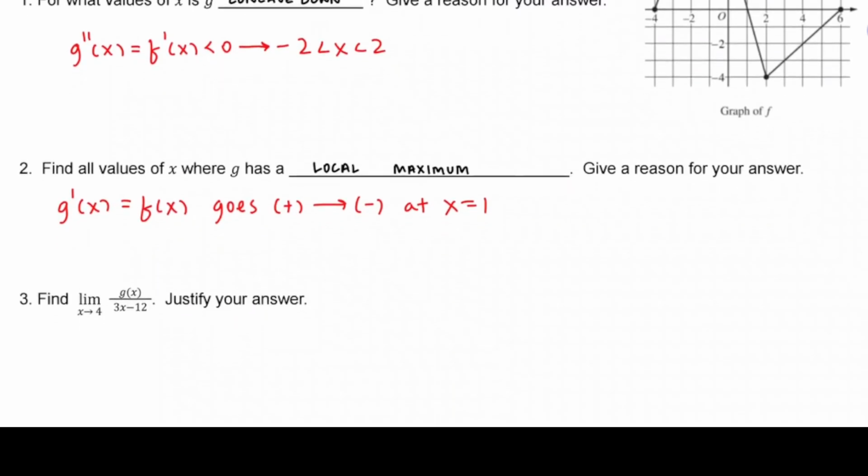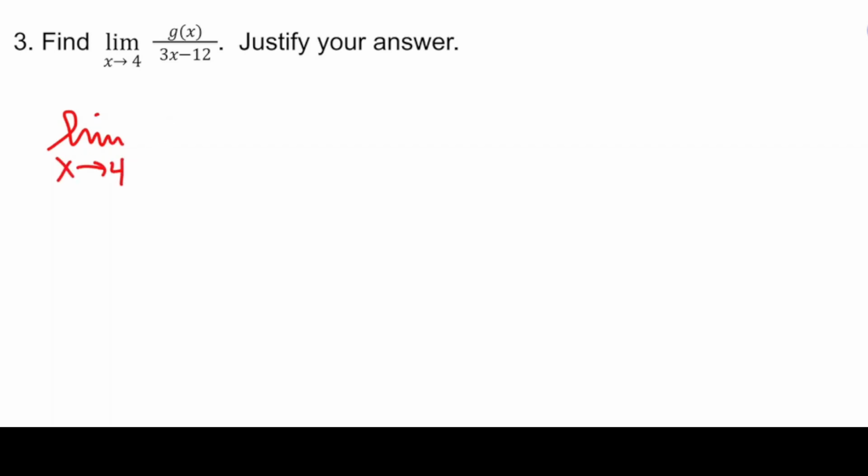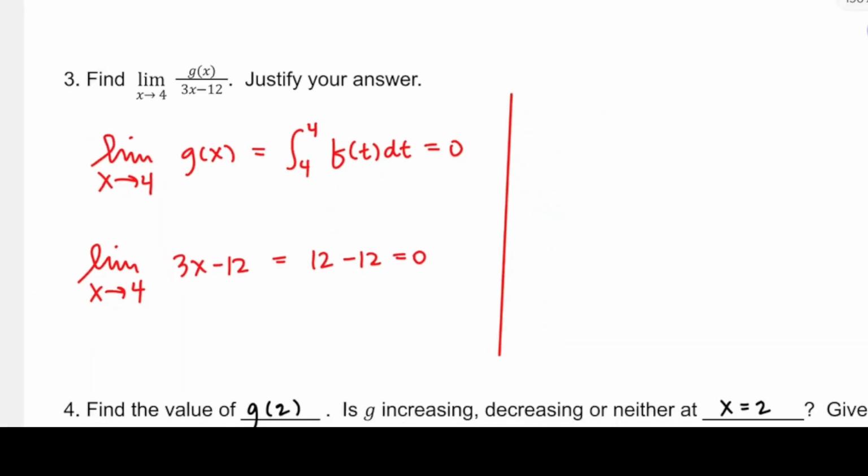All right, now the limit as x approaches 4 of g of x over 3x minus 12. This is very similar to the one on Form P. That's going to equal the integral from 4 to 4 of f of t dt, which is going to equal 0. I don't think you would need to write the integral there. This one's going to be L'Hopital's rule. When you see a limit of a quotient, evaluate the limit of numerator and denominator separately. Worst case scenario, you get numbers for both, and it's just this over that. But if I do 3x minus 12, I'm going to get 4 times 3 is 12, minus 12, that's 0 again. Okay, so I need to use L'Hopital's rule.